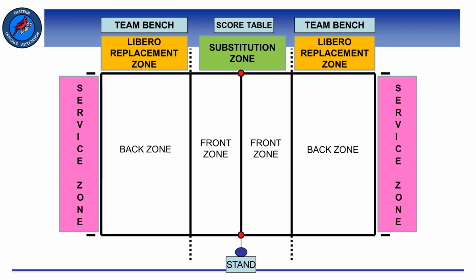In addition to the different jerseys worn by substitutes and Liberos, these exchanges and substitutions take place in different areas on the court. As you can see in this diagram, the Libero replacement zone takes place in the back zone of the court between the end line and the attack line, and the substitution zone occurs between the attack line and the center line, closer to the R2.